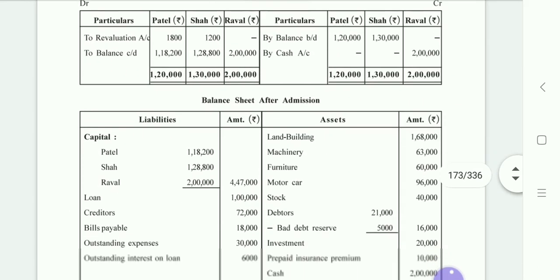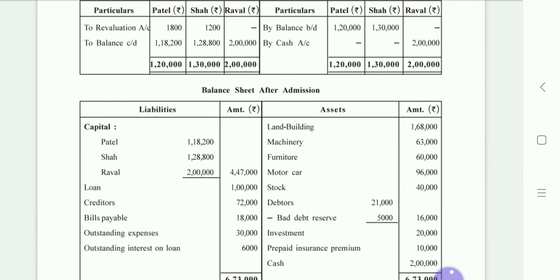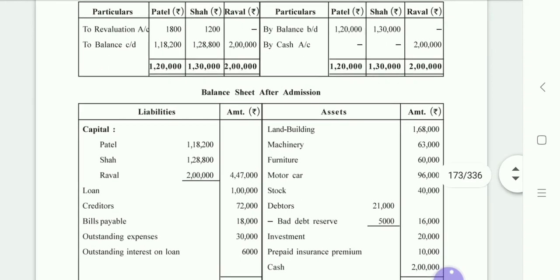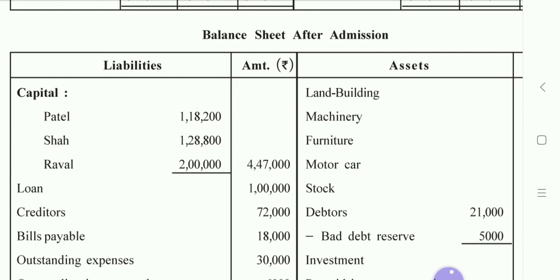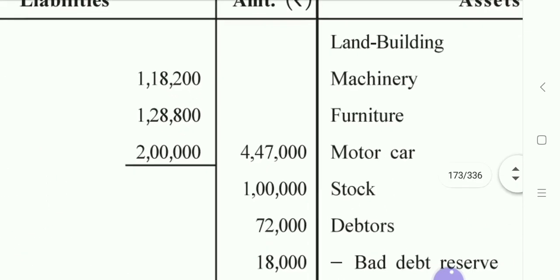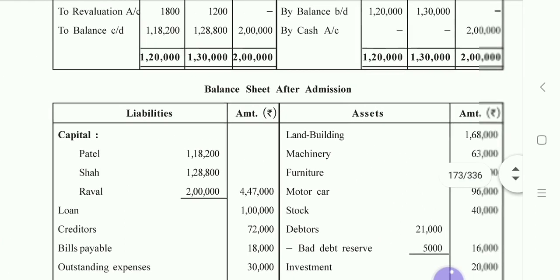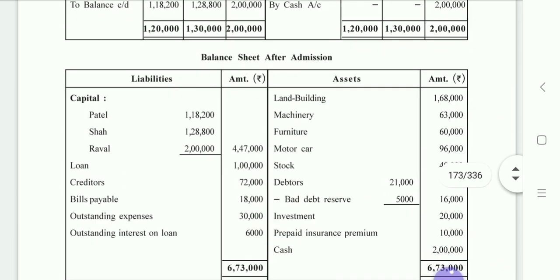Though the balance sheet is a statement, it is not an account. So I have written the closing capital of partners here, and the net amount has been written in the outer column, which is 4,47,000. And below that I have written all the new values of assets and liabilities considering all the adjustments, and the items which do not have any adjustments related are written as it is.